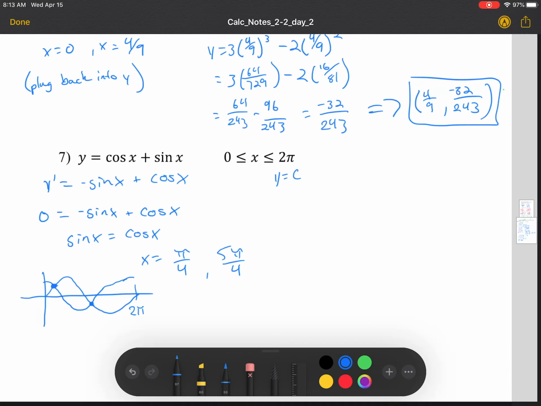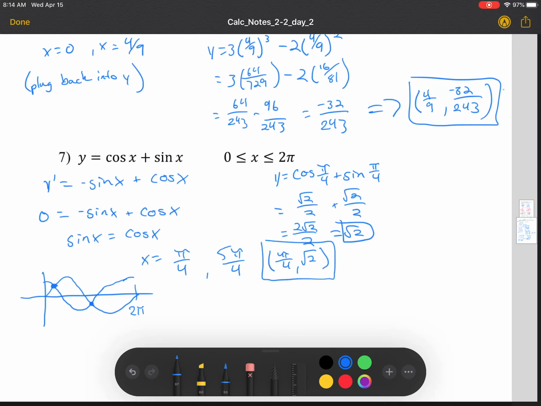Now we're going to plug in pi over 4 for our first one. So we have y of cosine of pi over 4 plus sine of pi over 4. Okay. It's going to get us, like I just said, square root of 2 over 2 plus square root of 2 over 2. That gives you 2 square root of 2 over 2, which gets you square root of 2. Okay, so this point is going to be pi over 4, square root of 2. 1 point.